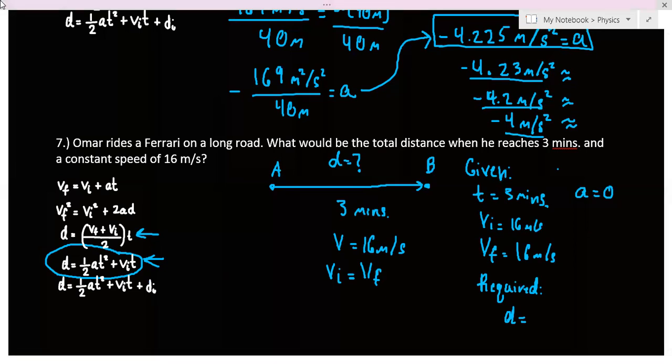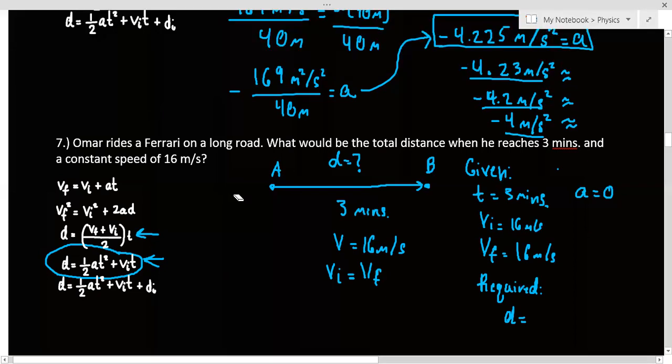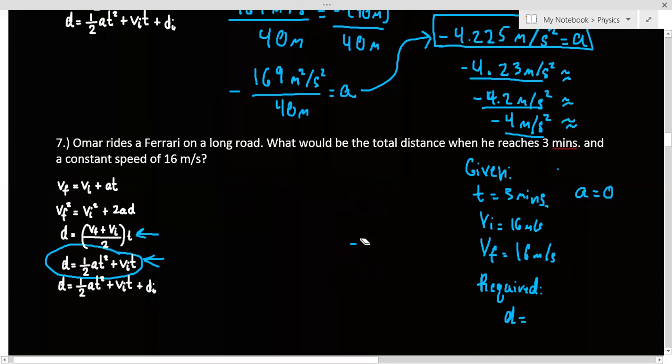But tomorrow, when we use the formula, you need to be careful. Do you know why? So, wait, let me erase this sketch first.